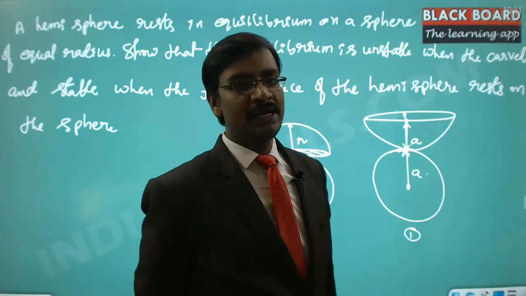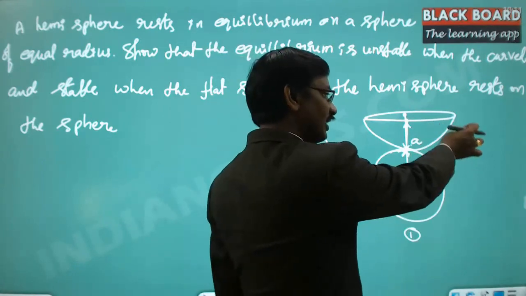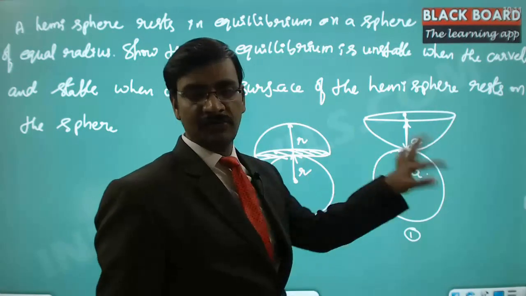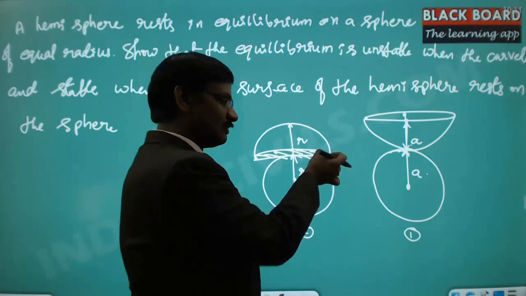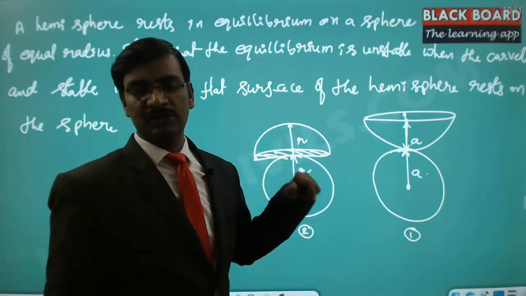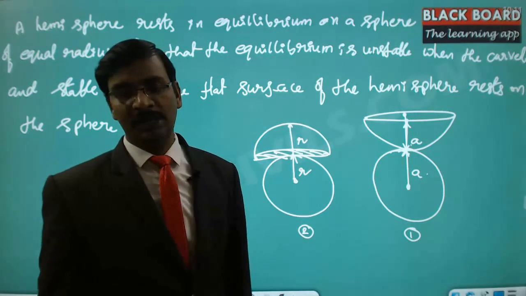Now we have to identify whether that equilibrium is stable or not. That means if you give a little displacement like this, will it come back or will it fall down? In this case, exactly the same thing. If you give a little displacement in this direction, will it come back to its original position or will it fall down? This is the scenario we need to be analyzing.